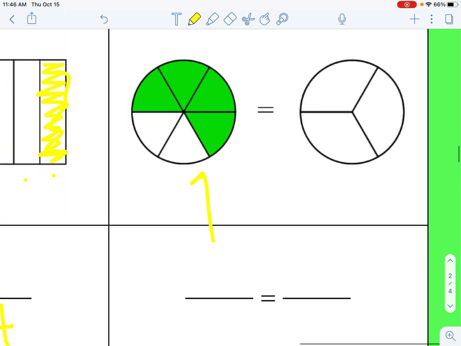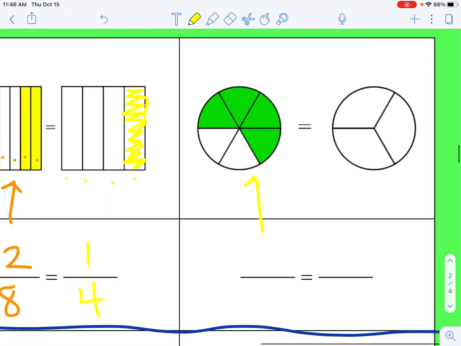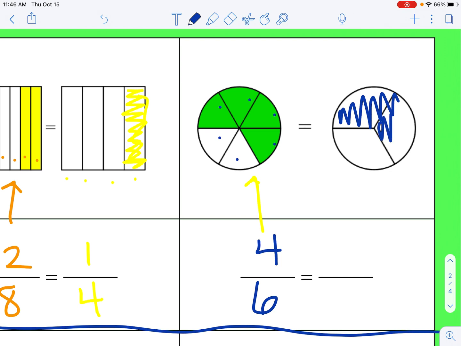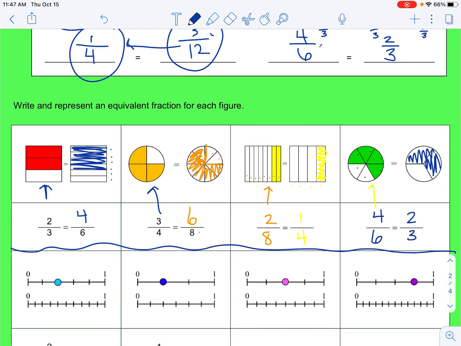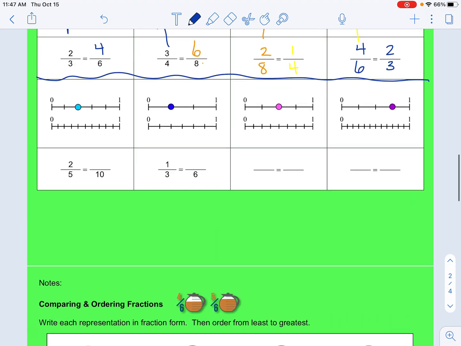Alright, our last one with pictures. I'm going to write my first fraction. How many pieces do I have colored in? I have 4. How many pieces are there all together? 1, 2, 3, 4, 5, 6. Alright, now we're going to shade in our picture to make it look exactly the same. So I colored in 2 pieces, and there are 3 altogether. So 4/6 is equivalent to 2/3.